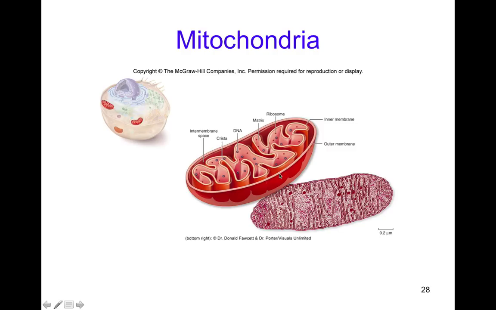You see the outer membrane, very smooth. The folded inner membrane. So again, these folds are called cristae. They have their own DNA contained in the matrix. This whole space right in here, this is all the matrix. And then the inner membrane space is the space between the outer membrane and the inner membrane. Okay, that's it for right now.